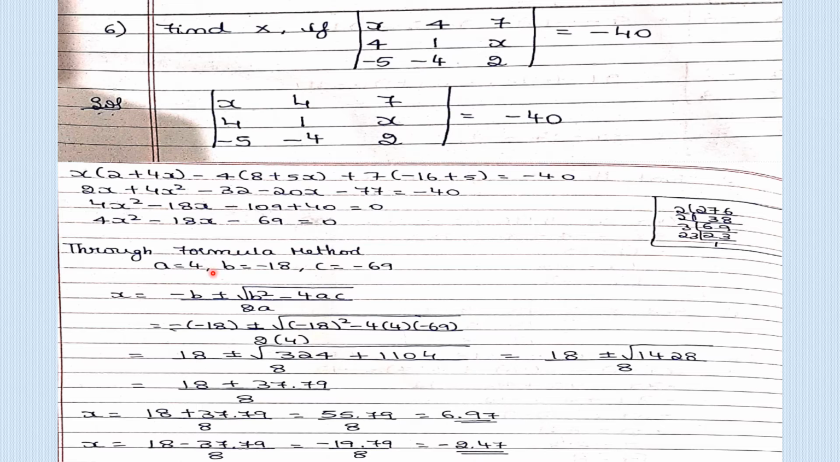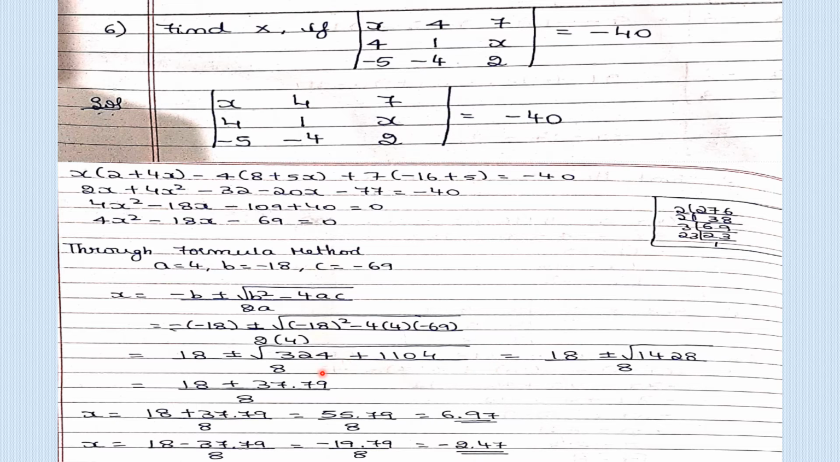Go with the formula, x is equal to minus b plus or minus root of b square minus 4ac divided by 2a. So in the place of b substitute minus 18, so in the place of b, minus 18 square. In the place of a and c it is 4 and minus 69. And if you multiply 2 into 4, you will get the answer. So here you have a root. 324 plus 1104 will become 1428. Take a root for 1428, it will be 37.79.